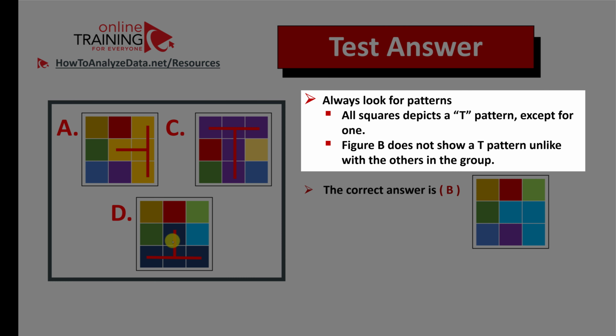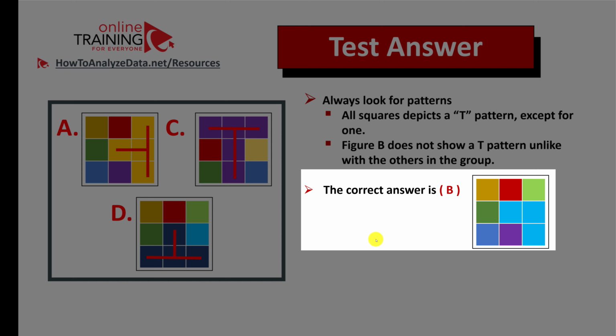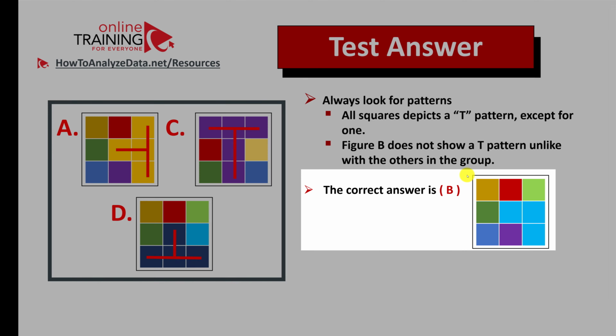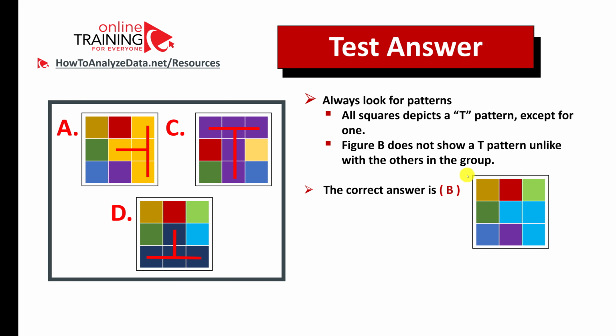Let's recap. Always look for patterns. All squares in this question depict the T pattern, except for one. Figure B does not have a T pattern, and this is the correct answer for this question. Hopefully you've nailed it and now know how to answer similar problems in the test.